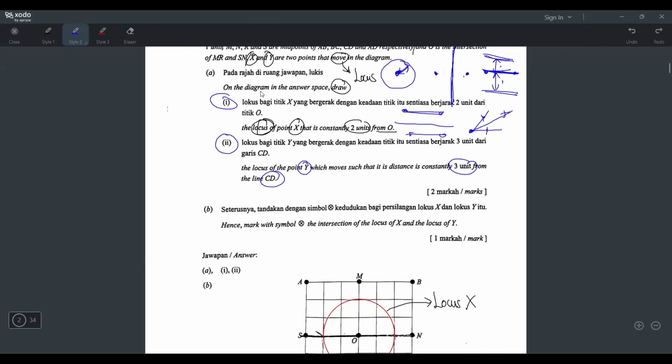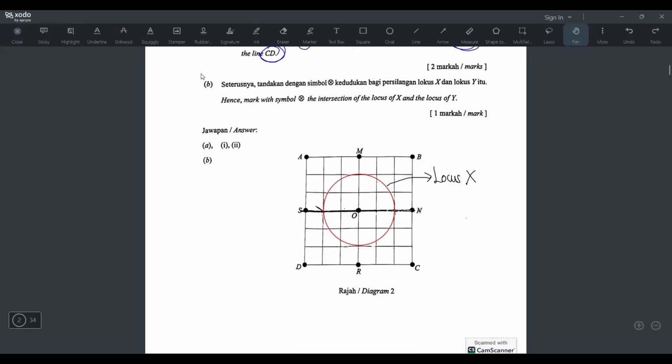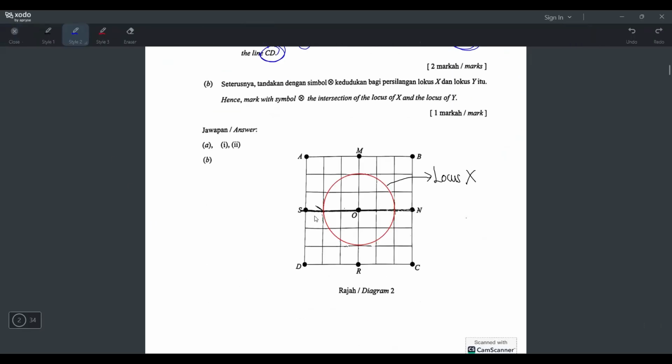But the second question, they said distance constantly 3 units from CD. So CD is a line, right? So what do you think? It must be this one, right? They give you a line, and then you have to draw two lines. So I need to draw two lines away from CD, and the distance must be 3 units from CD. So let's find out where CD is first. CD is this horizontal line. Do you agree?